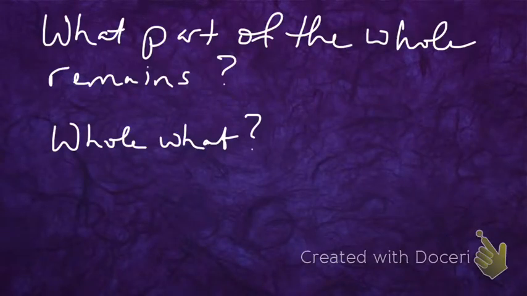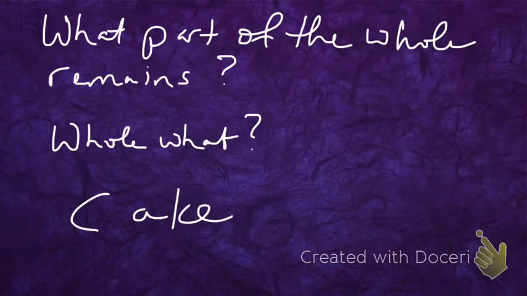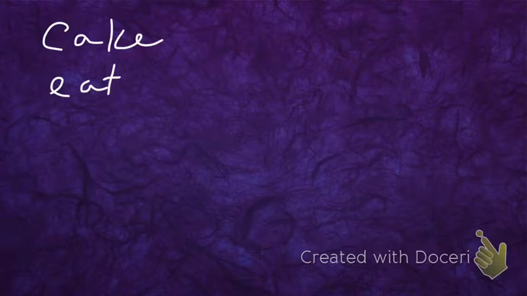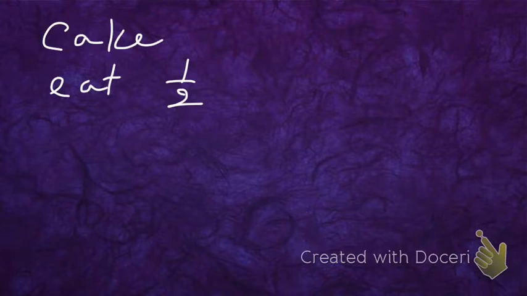Let's consider what part of the whole remains. So the whole what? Well, it could be your estate, it could be a cake. Let's say you bake a cake and then you eat one half of it. So you've got a cake, you eat a half of it in one sitting when it's nice and fresh. And then you walk away, but of course, like a member of the pack, you come back.